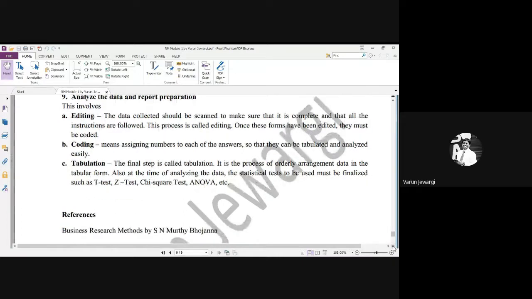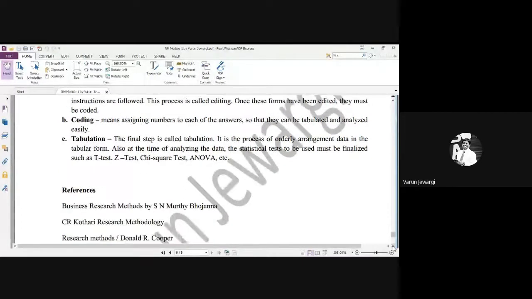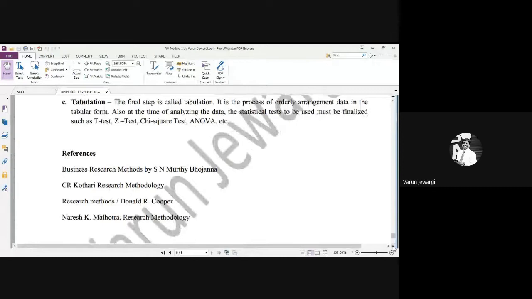This is all about the research process, students. Any questions in this, please let me know. The textbooks I referred are C.R. Kothari, then Donald Cooper, then Naresh Malhotra is one more textbook I am referring, and S.N. Murthy, my guru who taught me research, S.N. Murthy and Bojana sir.